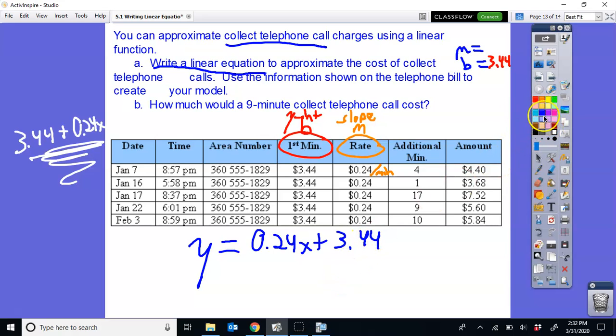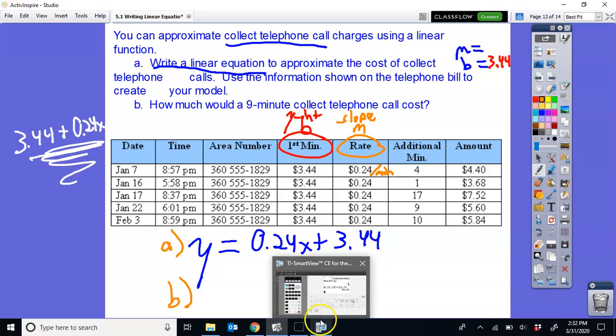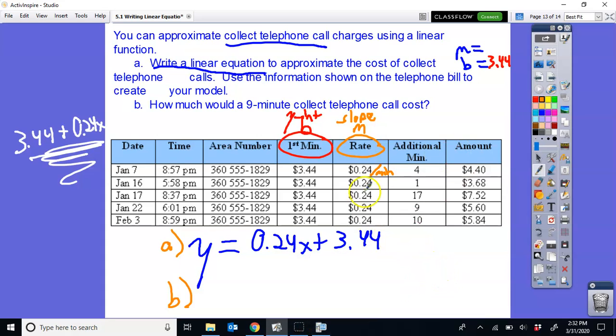It's really part B here. It says, part B, how much would a 9-minute collect telephone call cost? Okay, so this is part A, part B. Now, before you get all excited and say, oh, you gave us the answer right there. 9 minutes is $5.60. You're wrong. What do I mean? You're wrong. That's a 9-minute phone call, Mr. Harrison. No, no, no, no.